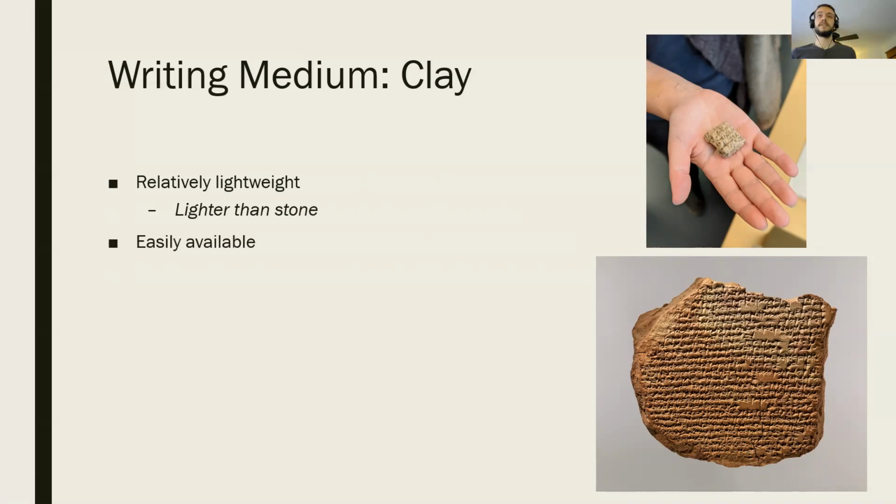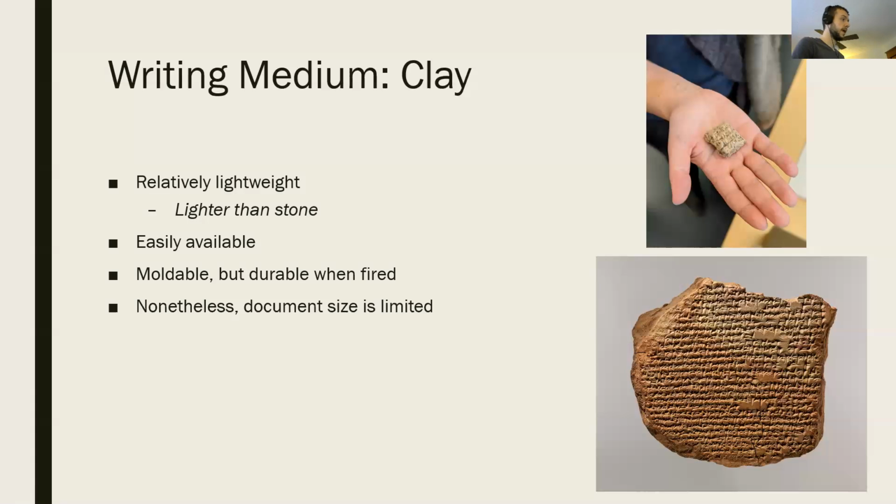Clay was also very easily available, especially in riverbeds where many of these early societies existed. And clay is very moldable, so it's very easy to change its shape, get different amounts of it, write things into it, and so on. But once you fire it, once you heat it up, it becomes more durable, and it can last thousands of years until we're able to read them today. So clay is very useful in that sense.